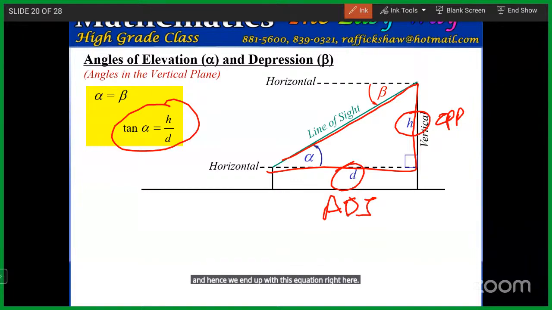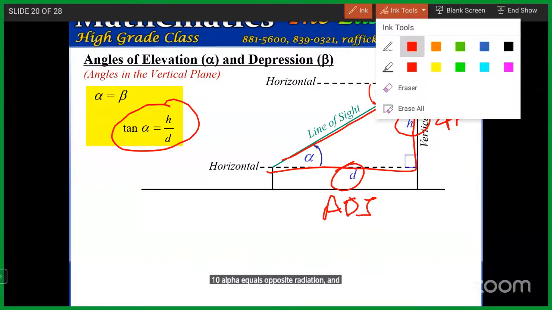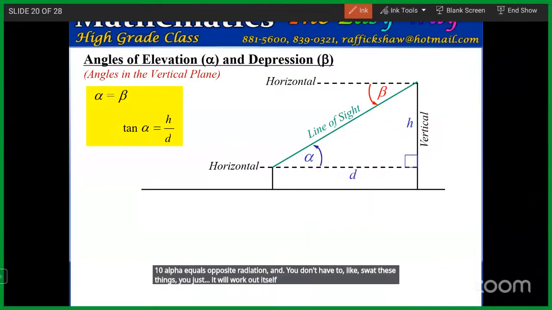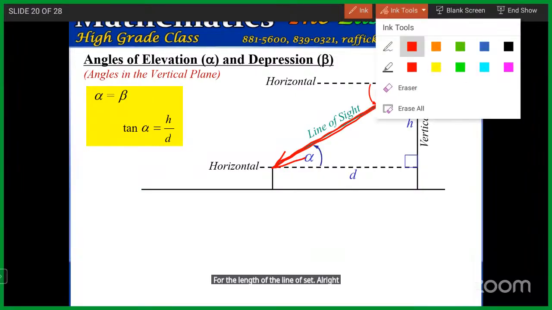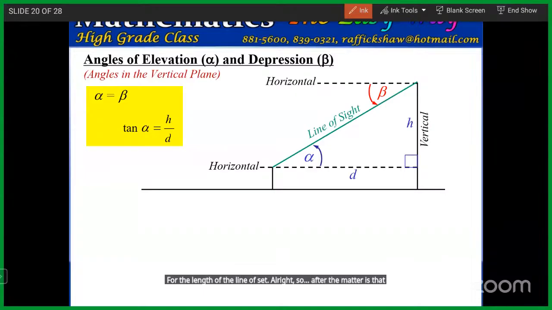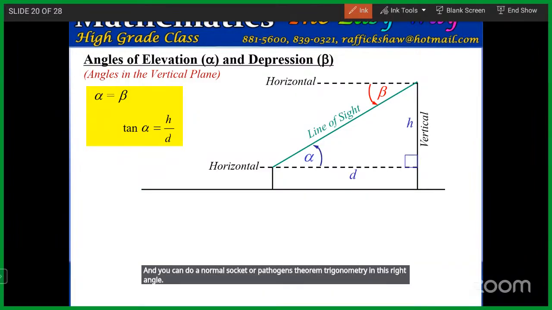Tan alpha equals opposite over adjacent, and you don't have to swap these things, it will work out itself because there are times where they will tell you what the length of the line of sight is. In that case, they are giving you the hypotenuse, or they might ask you for the length of the line of sight. So fact of the matter is that you end up with a right angle triangle, and you can do your normal so-called Pythagoras' theorem trigonometry in this right angle triangle. And they will give you information about the distances and so on.